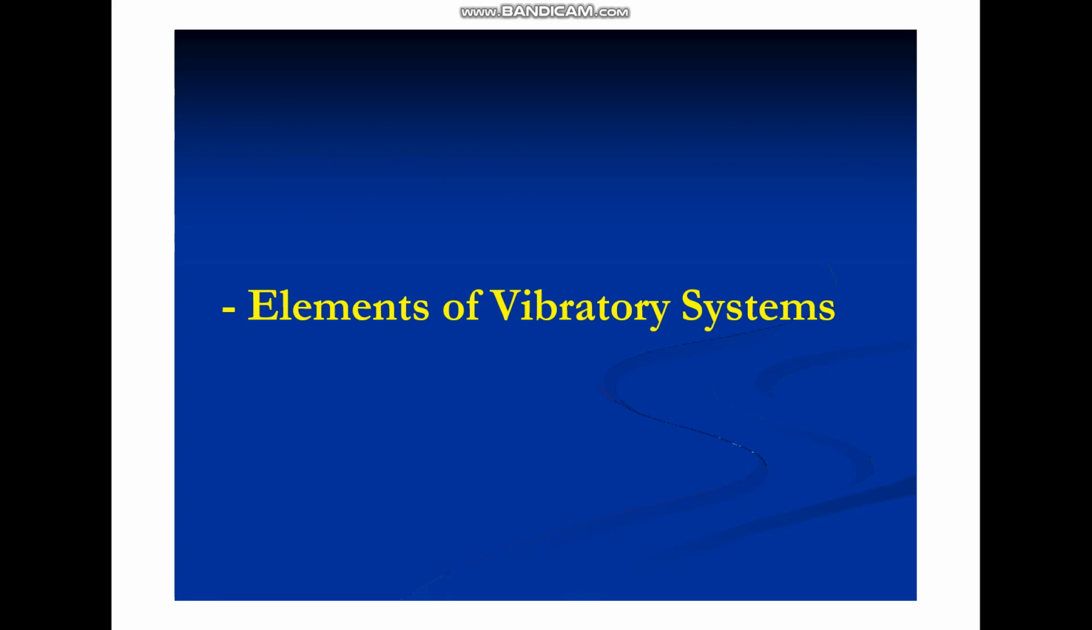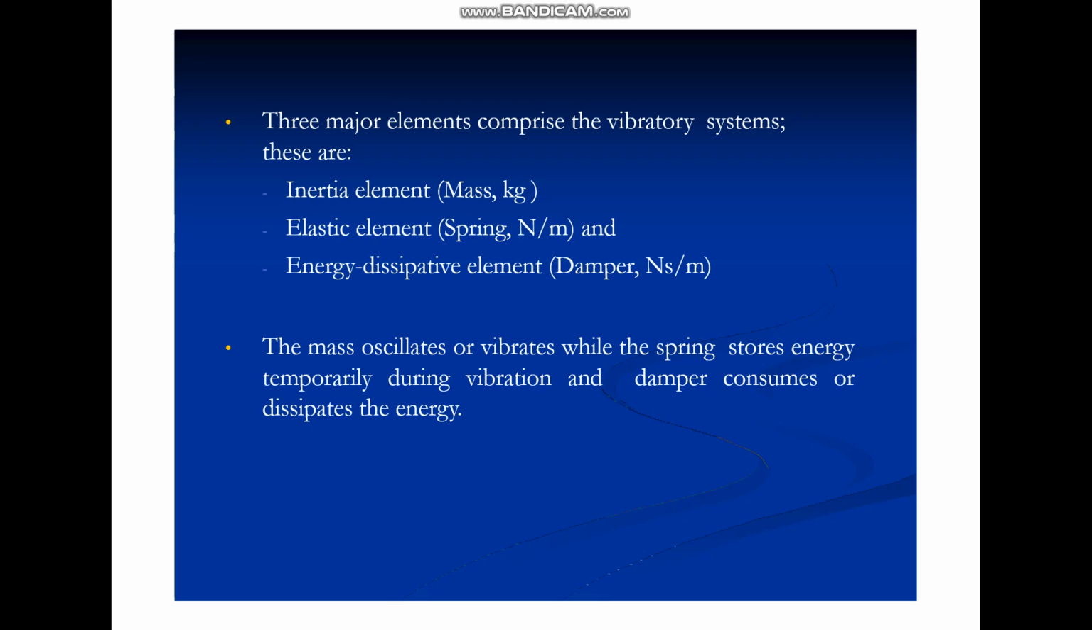Elements of the vibrating system. Three major elements: an inertia element called a mass, an elastic element called a spring, and an energy dissipative element called a damper. A simple mass spring system can be used to explain the vibrating motion. It may undergo forced or free vibration.